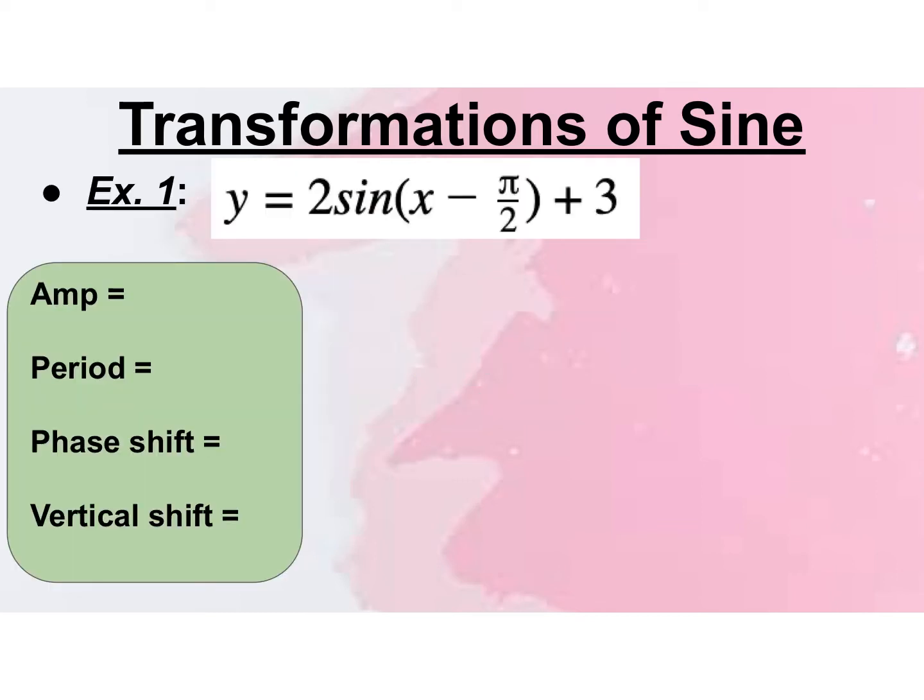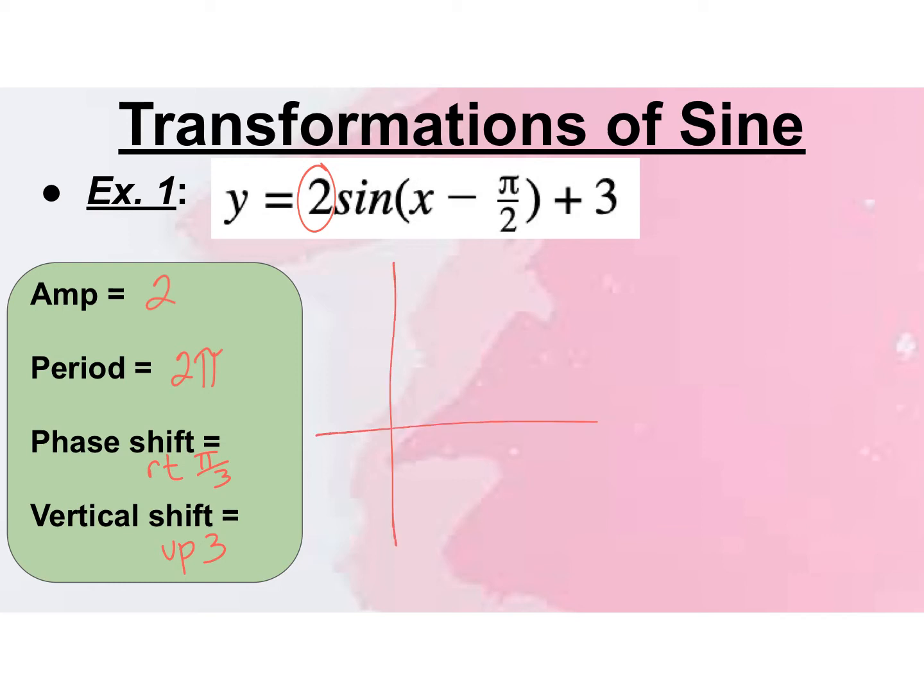So let's try this example. My amplitude is A, so I know that I have an amplitude of 2. My period, well, there's no B written there, so it's an assumed 1. And if it's 1, then my period is going to be 2 pi, which means I'm going to graph a cycle of 2 pi. My phase shift left or right is going to go to the right, pi over 2. And my vertical shift is going to go up 3.